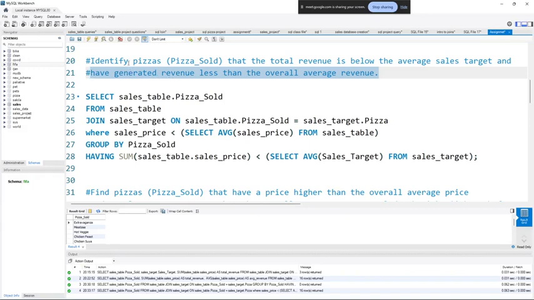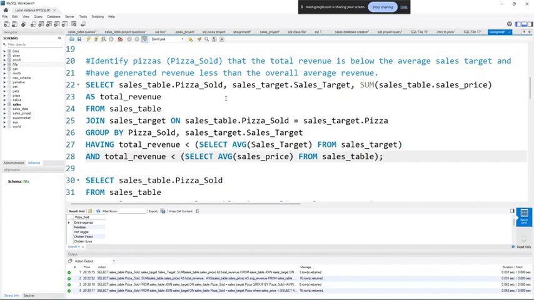So we say we should identify the pizza where the revenue generated for each type of pizza. Yes. I thought we're supposed to sum that. Yes, we're supposed to sum the sales price. Yes, that's what I'm thinking. Yes. I'm sorry.